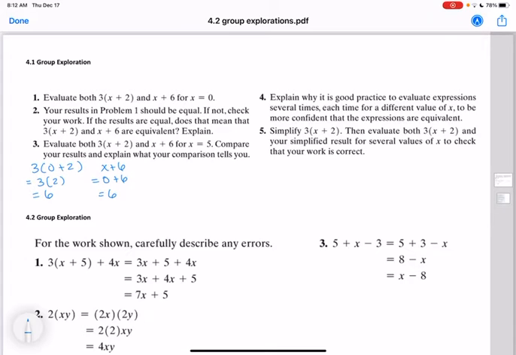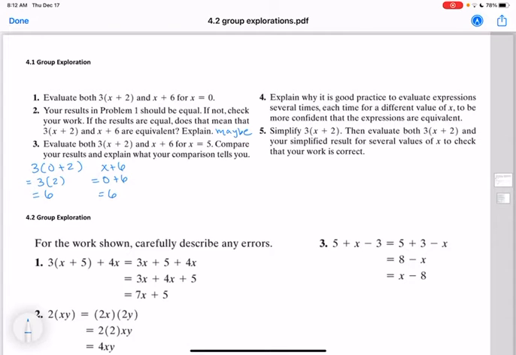And then it says, does that mean that those two expressions are equivalent? So at this point, this is called just an exploration, so there is no right or wrong answer. So I'll just squeeze in a little maybe, because we don't know yet, really. I mean, it kind of looks like it is, but maybe, maybe not.